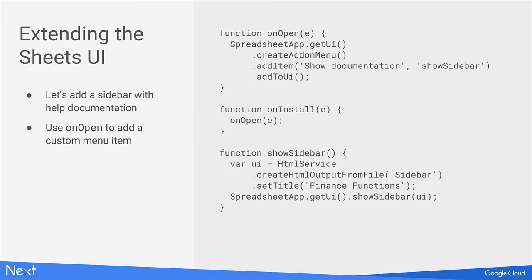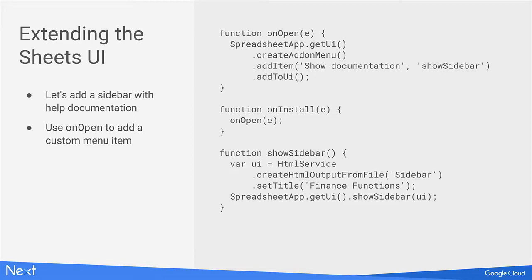And this method, as you can see, adds a menu item, show documentation, that invokes this callback show sidebar, this other method we've defined. So that's pretty simple. And then show sidebar itself is not very complicated. It just creates a help page and then opens it in a sidebar in the Sheets UI.